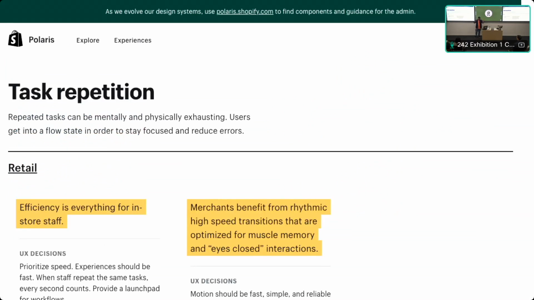And you clicked on it and you said task repetition, and now it gives you this. It says, look, for retail, efficiency is everything for in-store staff. Because if you are in-store and you're selling coffee and you're using Shopify's POS, right? Your job is coffee, send, pay, coffee, send, pay. That's the repetition you're doing. But if you're in your house managing the admin and thinking about the logo on the website, and does it have the shop? Is the checkout there? Like, do I have shipping? All those other things make sense in the Shopify admin. They don't at the retail side.